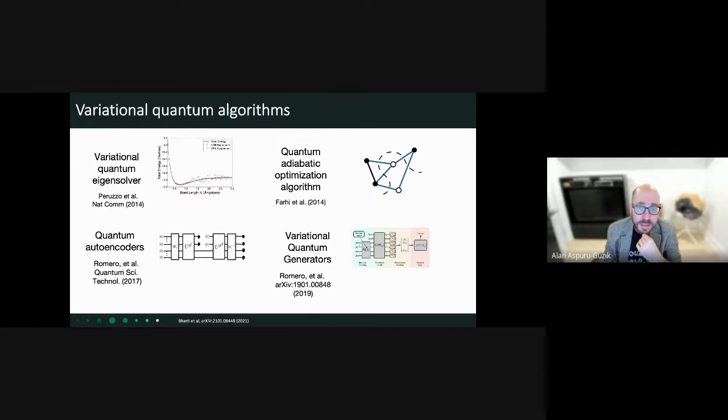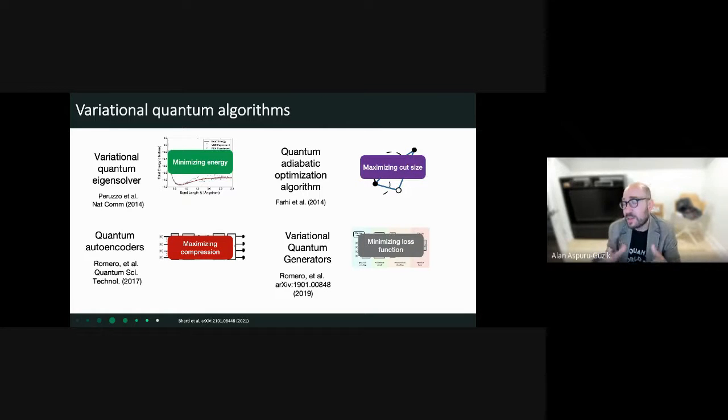And here you can see some examples of variational algorithms that we have already discussed. What they share in common is that they minimize or maximize some objective function. They usually vary the parameters of a quantum circuit, and they push most of the computation to the classical computer, and the quantum computer becomes a state preparation and measurement device. So these are some examples from my group and others.